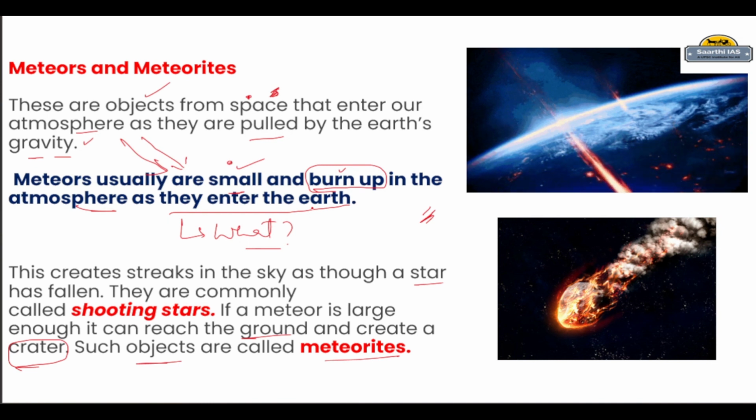At that time they usually look like a shooting star, which is why they are known as shooting stars. This creates streaks in the sky, as it seems that a star is falling from space over the Earth's surface. If a meteor is large enough, bigger in size, it creates a crater on the Earth's ground. These craters are depressions, and such objects are called meteorites. From this GIF, you can see that meteoroids are falling over the Earth's surface, and as they enter the Earth's atmosphere, they catch fire and appear like a shooting star.